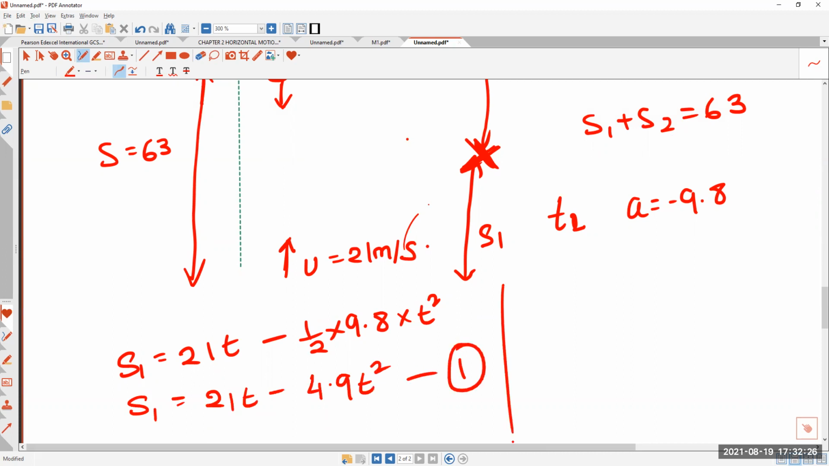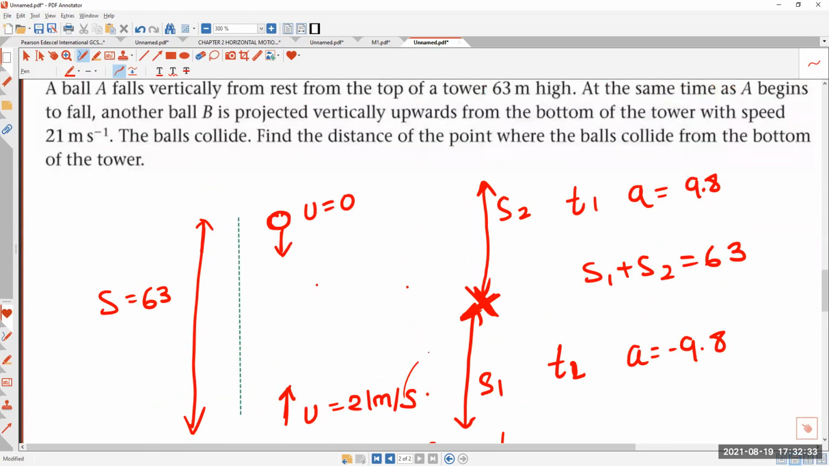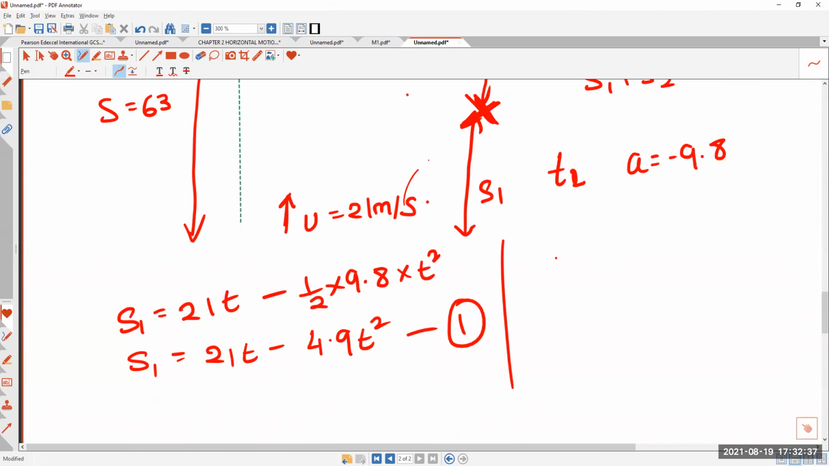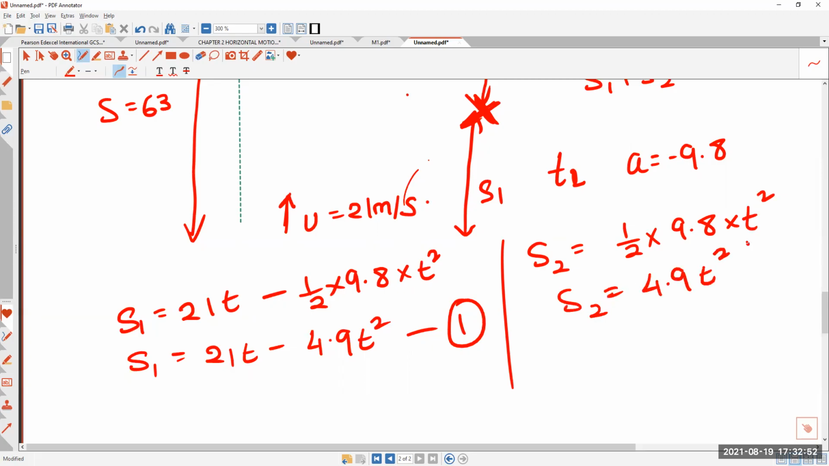This is your equation number 1. Everybody understood equation number 1 or not? S equals ut plus half at square. Now same thing with S2. Look at S2. It is dropping from the top. So what's your initial velocity? 0. So can I do S2 is equal to ut? Ut I will write 0, plus half at square. Half a is 9.8 by 2. So S2 is equal to 4.9t square.